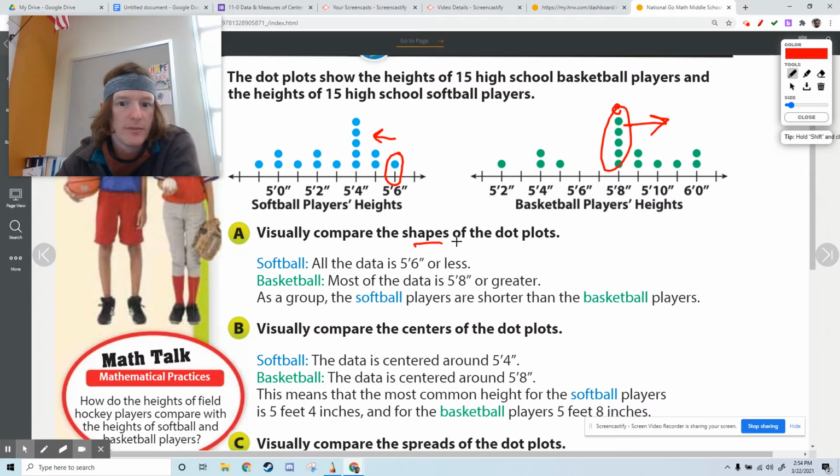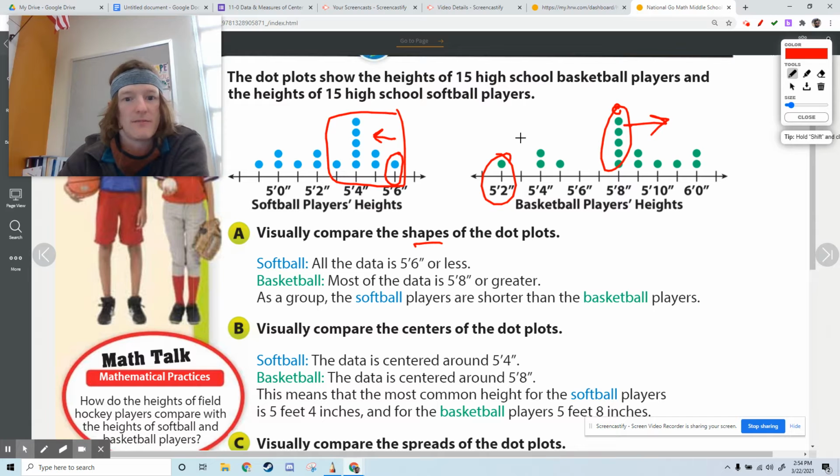So as a group, basketball players are typically taller. That's not the case for everybody. Notice we have a 5'2" basketball player, and there's like all these softball players that are taller than this person. But in general, basketball players seem to be taller than softball players.